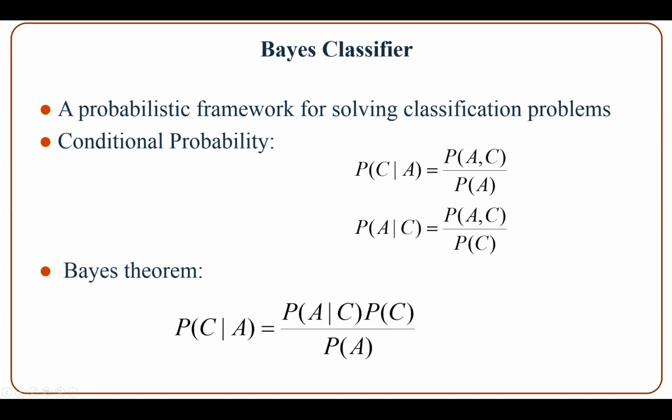And also the probability of the attributes A given the class C is equal to the joint probability of A and C divided by the probability of C. The Bayes theorem says that the probability of class C given the attributes A is equal to the probability of attributes A given the class C times the prior probability of C divided by the probability of A.